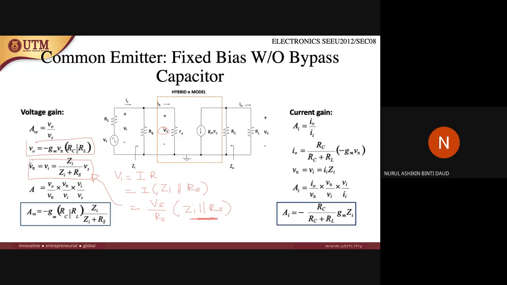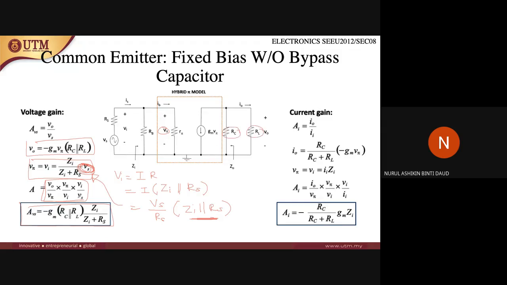If you get this value, V pi, which is this value, then rearrange, make VS the subject. Then you will get A. A is equal to this value. All right, and at last it will be like this: AVS is equal to GM over RC RL.